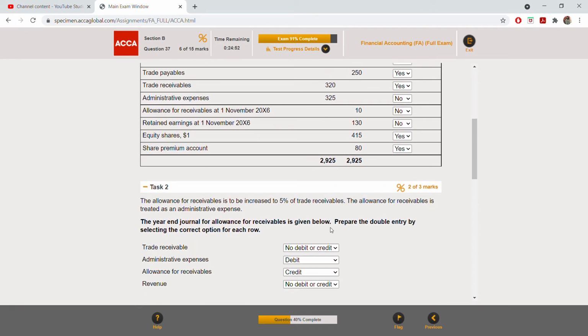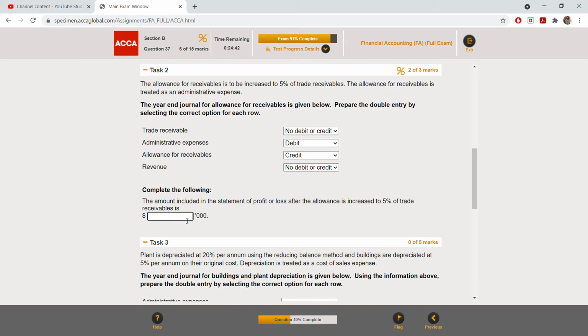And now they are saying that it is increased by 5%. Okay, so increase is how much? From 10 to 16. Increase is 6. Okay, so it is 6,000. If it's increased, it will be there in the this thing. You are writing 6 because it's already in 1,000.